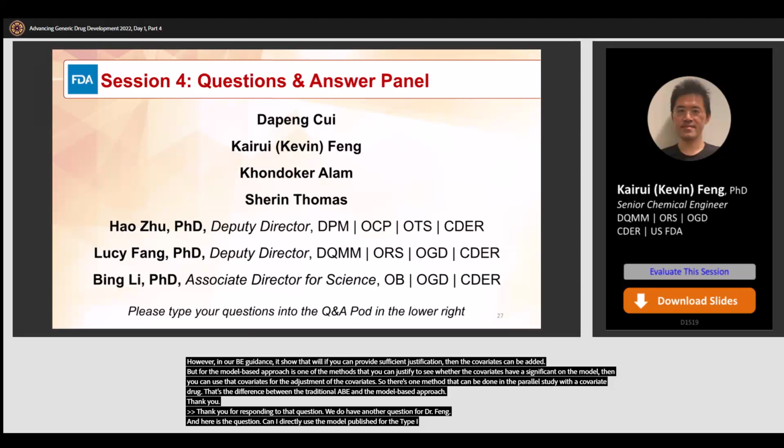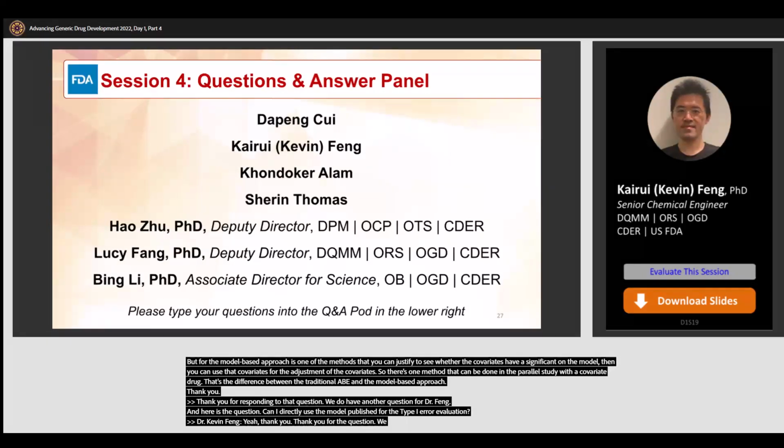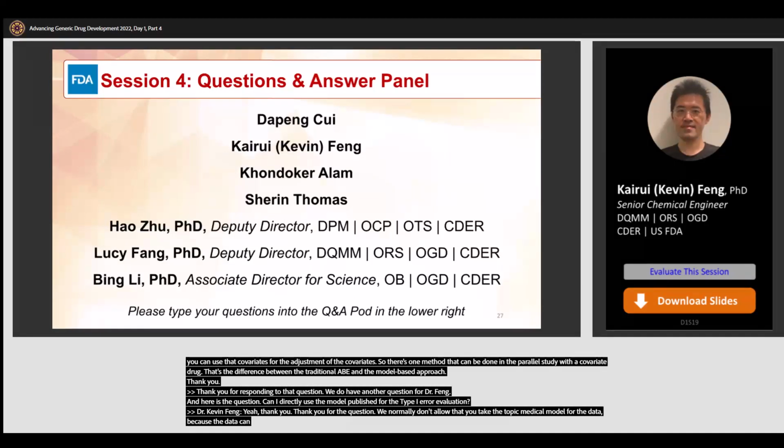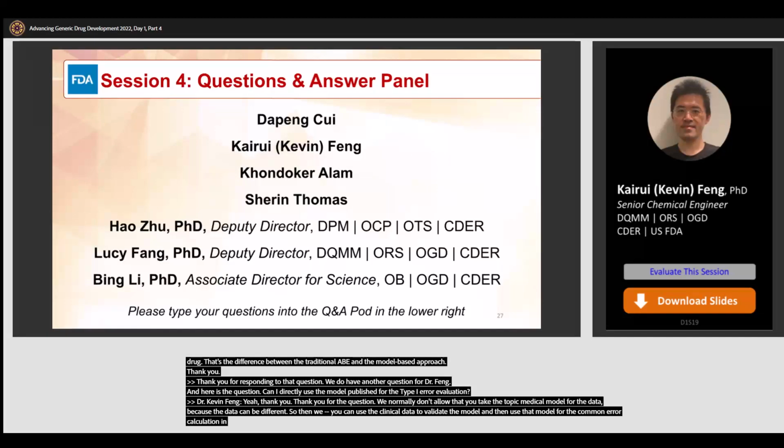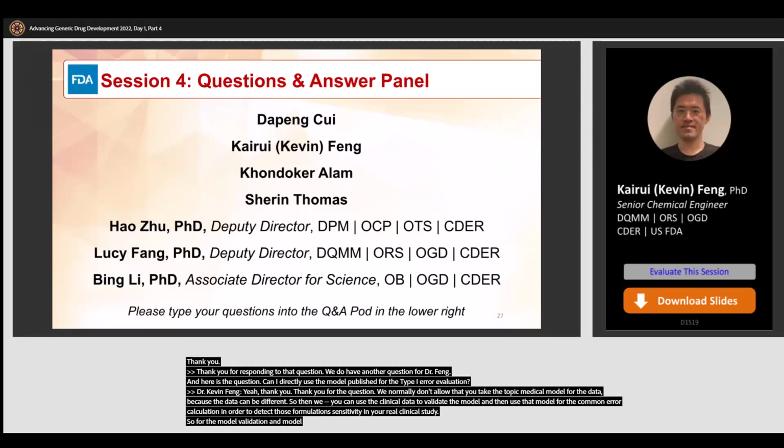Thank you for the question. We normally don't allow that you take the publicly available model for the data because the data can be different. So you can use the clinical data to validate the model and then use that model for the type 1 error calculation in order to detect those formulation sensitivity in your real clinical study. For the model validation and model estimation, you can refer to the key components slide, since normally people are missing some of the components that we are looking at. Thank you.